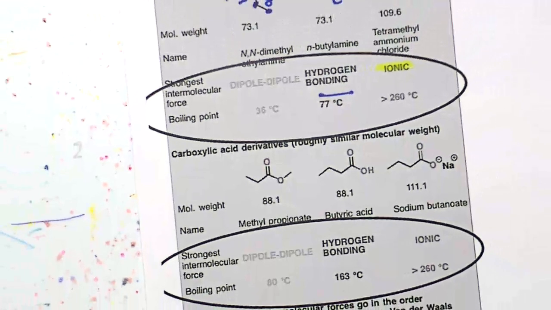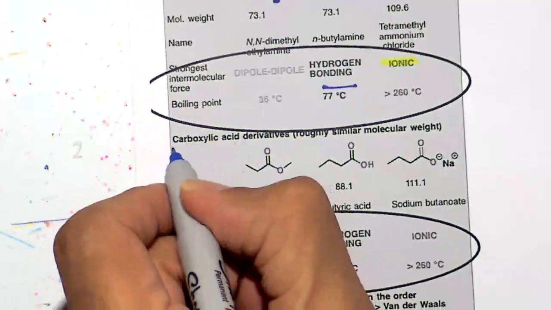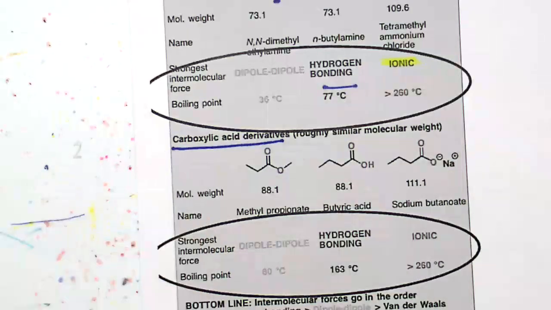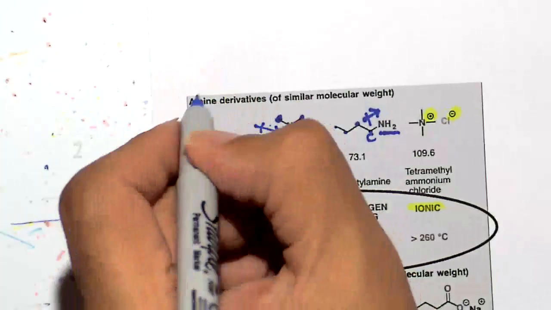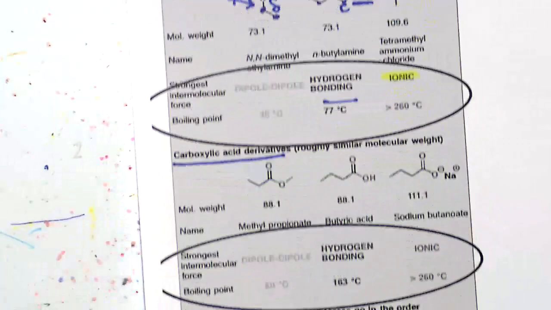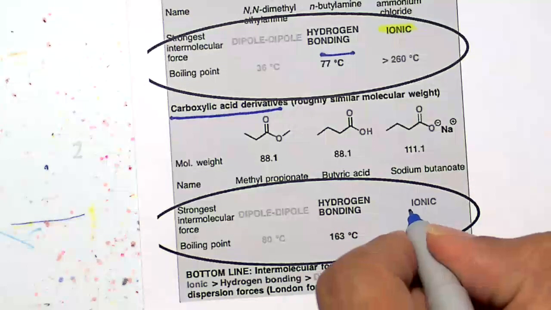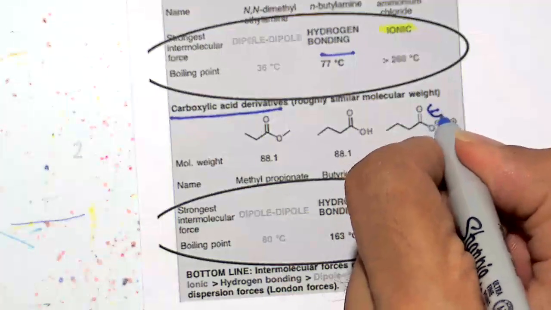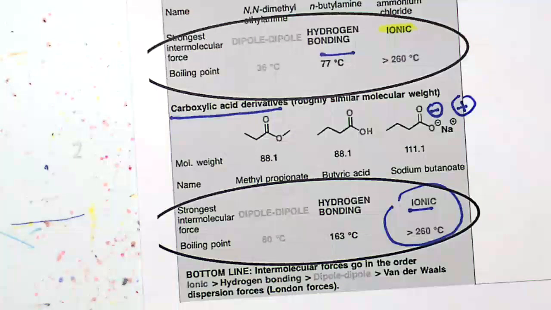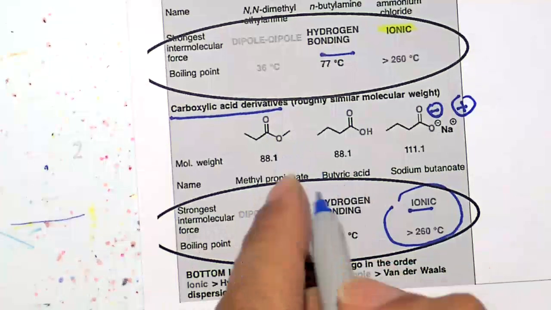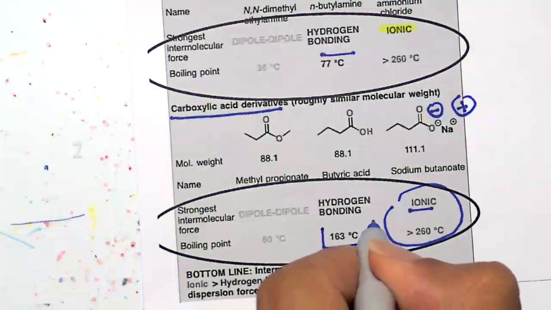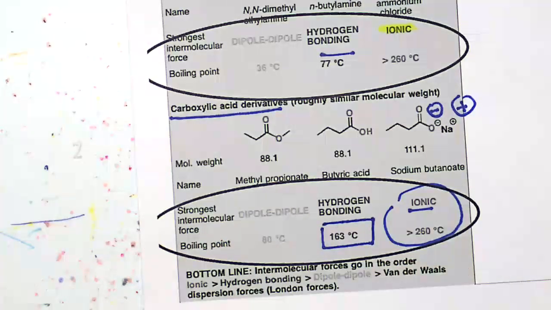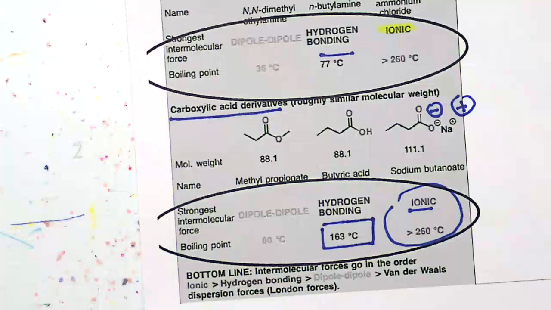Right. So same thing along this corner here, or this section, the carboxylic acid functional group. Okay, here's the amine functional group. Again, ionic compounds, very large boiling point. Why is that? A full positive with a full negative. Why does butyric acid have a pretty high boiling point of 163 degrees C? What's causing that? The hydrogen bonding is causing that.